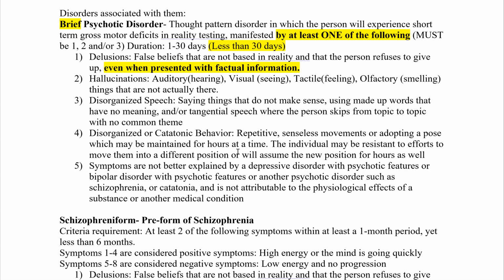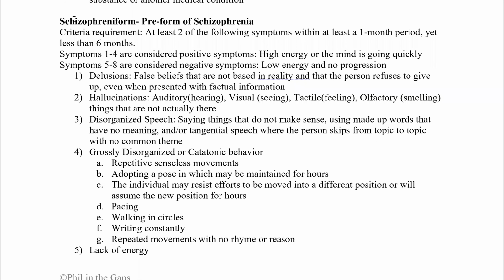The next rung on the spectrum is schizophreniform. If you look closely, we can see the word "form" because it's the pre form of schizophrenia. So if you think about it, brief psychotic disorder was 30 days or less, so it has to be in between that point. So it has to be more than 30 days. And if you know schizophrenia, the heavy hitter, it's 6 months or longer. So it has to be in between those. So it is at least 1 month, yet less than 6 months, and it requires at least 2 of the following symptoms for at least 30 days, but less than 6 months.